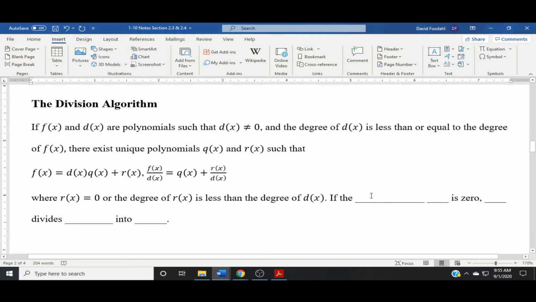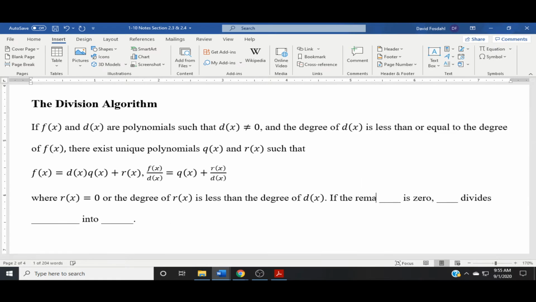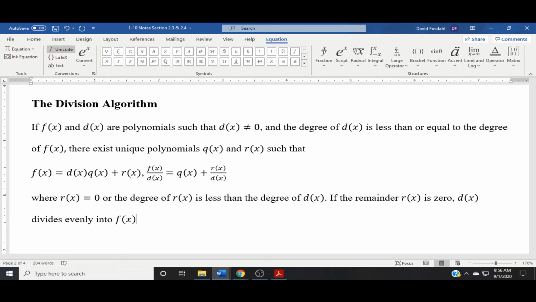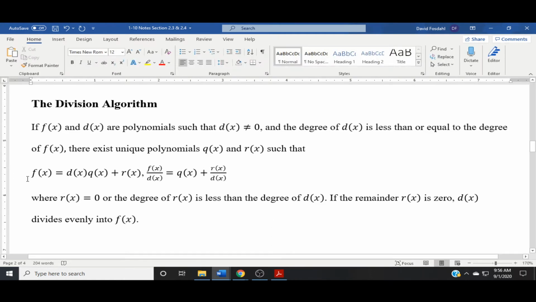Okay, if the remainder r of x is 0, d of x divides evenly into f of x. Okay, so breaking this down for a second. If you have this, this is the division algorithm. Q of x is our quotient. This means after you divide what you get. R of x is our remainder.